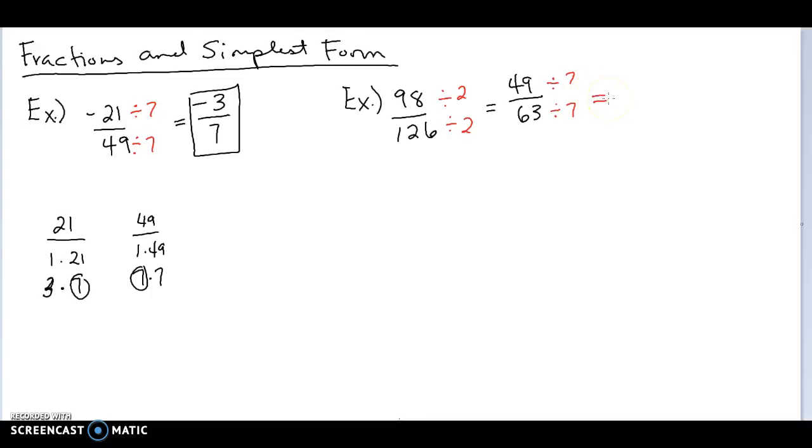So if we divide that by 7 here, well, let me change colors. 49 divided by 7 is going to be a 7. 63 divided by 7 is a 9. 7 is a prime number, so we are done. That is the completely reduced version of 98 over 126.